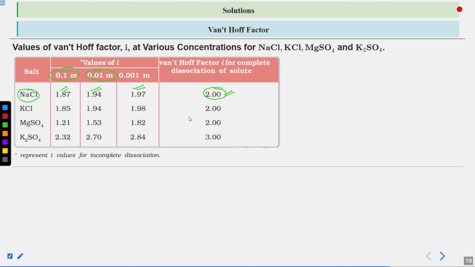But as we decrease the concentration, it will move closer to this value of 2. Now, the same thing can be seen for KCl, MgSO4 and K2SO4. Your KCl also dissociates into 2 parts, K plus and Cl minus. Same for MgSO4, but K2SO4 dissociates into 3 parts. What are those 3 parts? There will be 2 K plus ions and 1 SO4 2 minus.